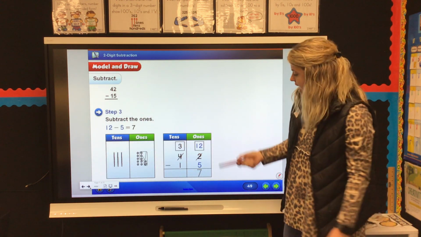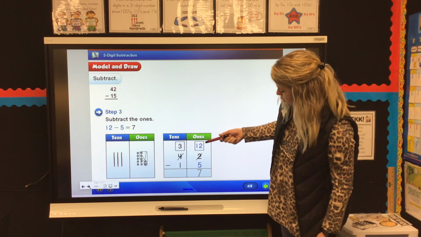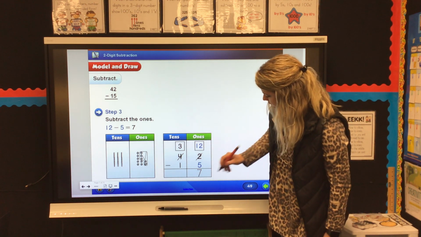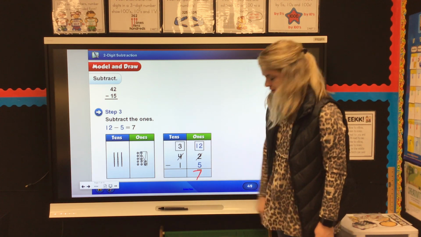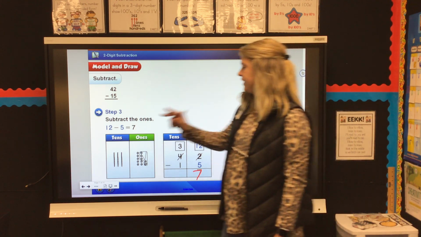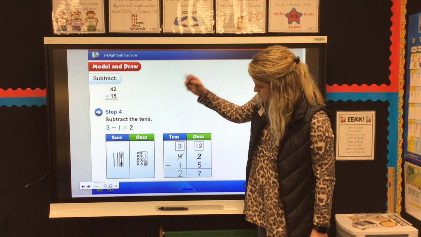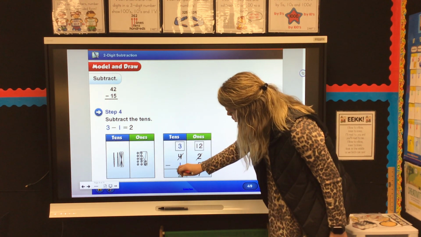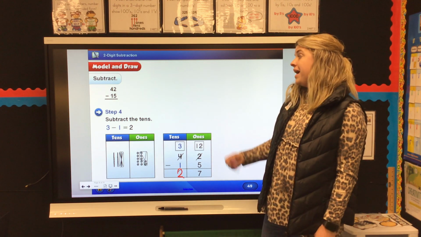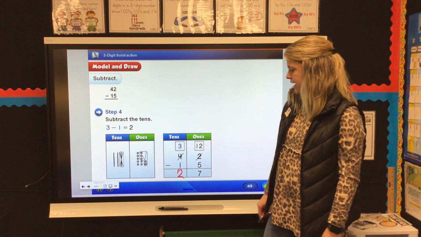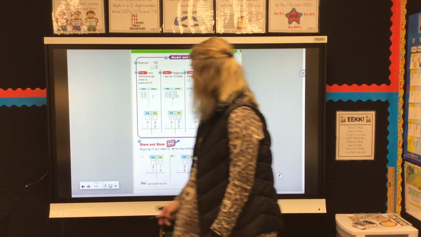Step 3, I can subtract now. So I know that 12 minus 5 equals 7. And then 3 minus 1 equals 2. So my answer is 27. All right? Here we go.